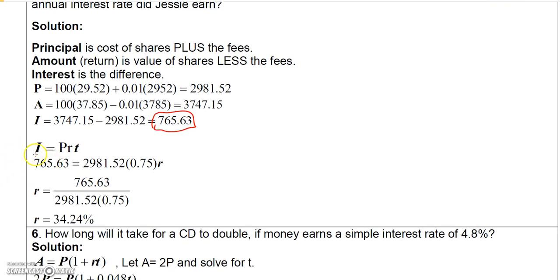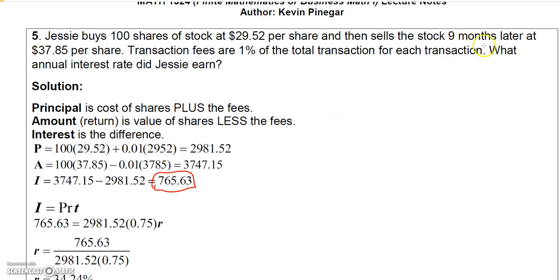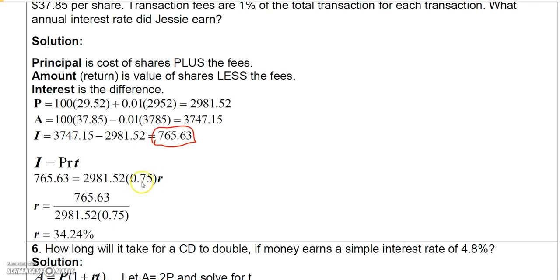So now we can take this formula and we can put in here for interest $765.63. For the principal, we can put $2,981.52. I'm going to go ahead and put the time here. The time, remember the time was 9 months. So 9 months is actually 9/12 of a year, which is the same as 0.75 years. So I'll put 0.75 for years, and then rate is the unknown.